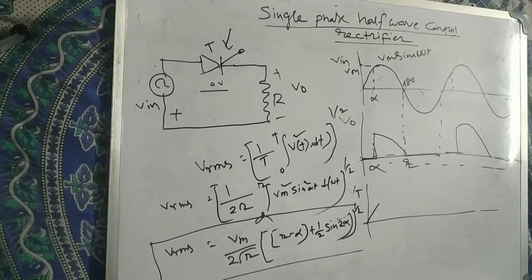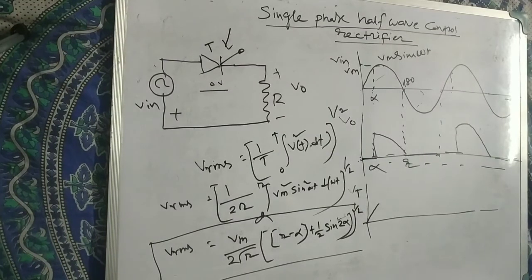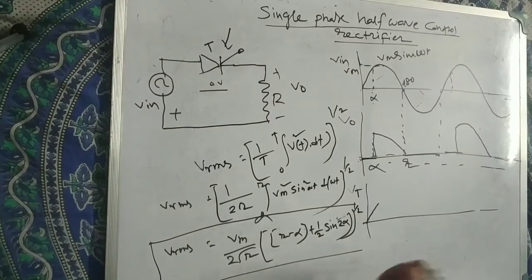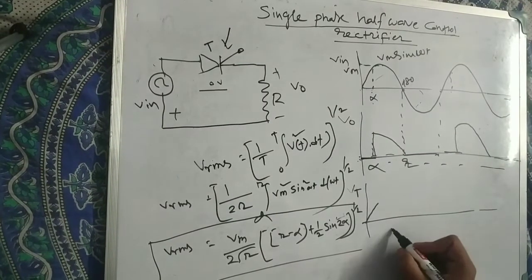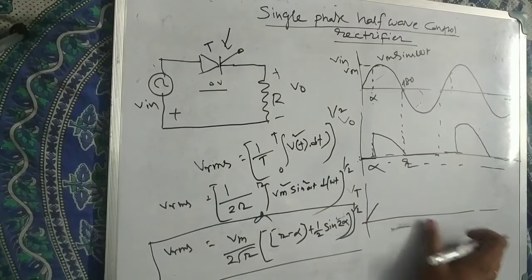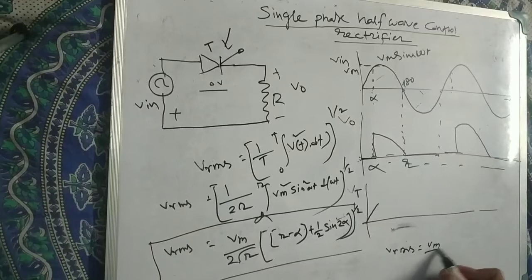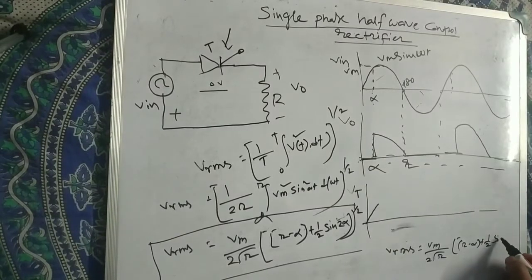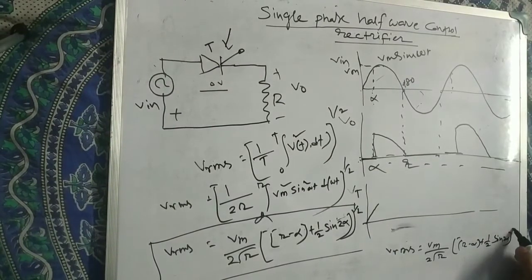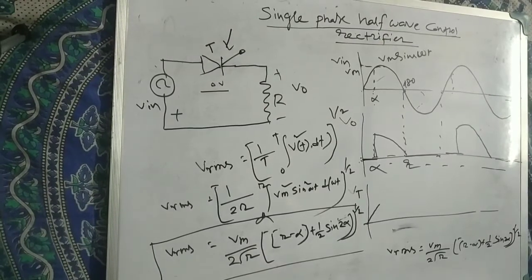Now there is a question: what is the input power factor? Anyone can ask you the input power factor. So let me write here V RMS: Vm by 2 root of (pi minus alpha plus half sin 2 alpha).